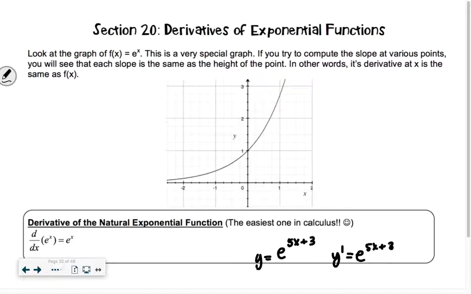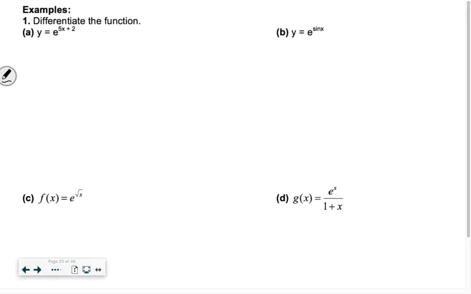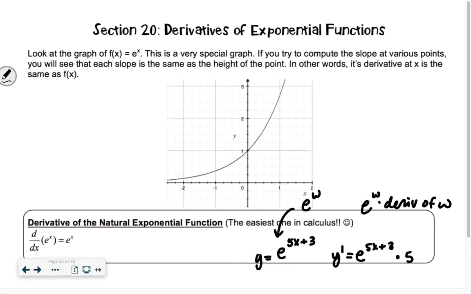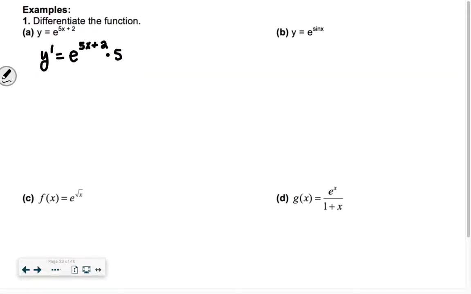And then what do I need to remember? Times, what do you think? 5, right? Because of the chain rule. This is in the form e to the w, so its derivative is e to the w times the derivative of w, right? Still doing that chain rule. So in this first example, its derivative is going to be e to the 5x plus 2 times 5. Did I do exactly the same problem? Close enough, huh? I do that all the time where I think of the same thing. All right, so it's going to be 5 e to the 5x plus 2 is how we'd write that.